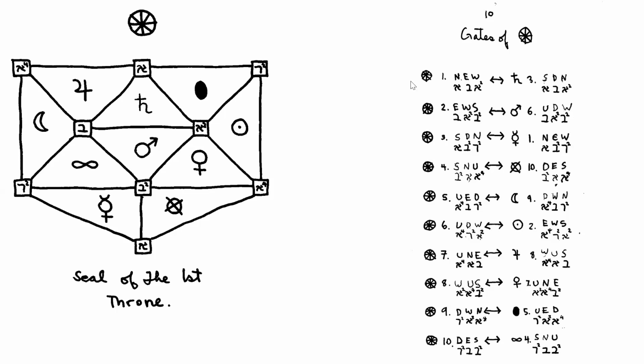But for example, gate 1 will lead into gate 3. So gate 1 here, northeast west, will always lead to south down west. So that's this one here. This is going to go into Saturn and the south down west triangle. And these are fixed, by the way. So the mantra will always be exactly the same in both thrones, but the first will be paired with the third, the second with the sixth, the third again with the first, you can see.